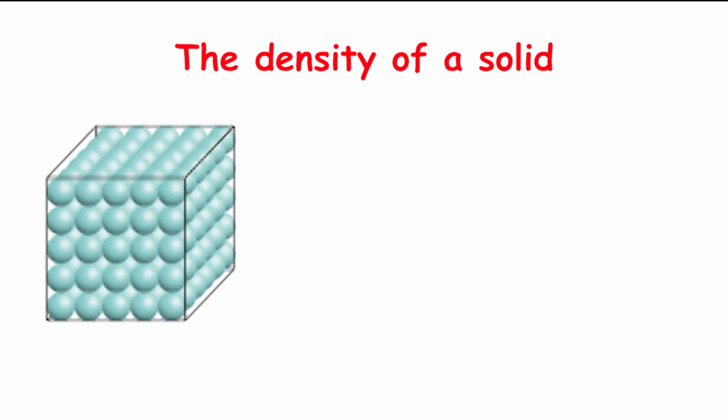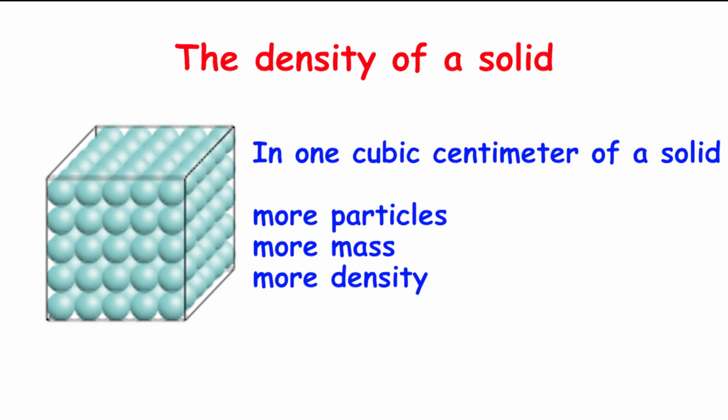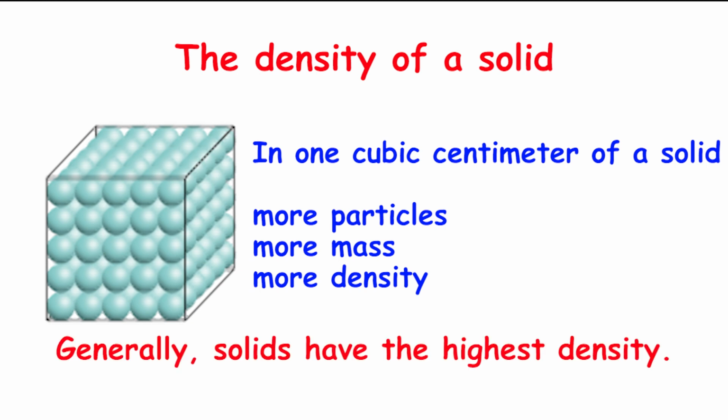Let's describe the density of a solid. Already, we learned that density is the mass of 1 cubic centimeter of an object. In 1 cubic centimeter of a solid, we have more particles because they are tightly packed and strongly attracted to one another. As we have more particles, there's more mass in 1 cubic centimeter. As mass in 1 cubic centimeter increases, the density increases. Accordingly, solids have the highest density.